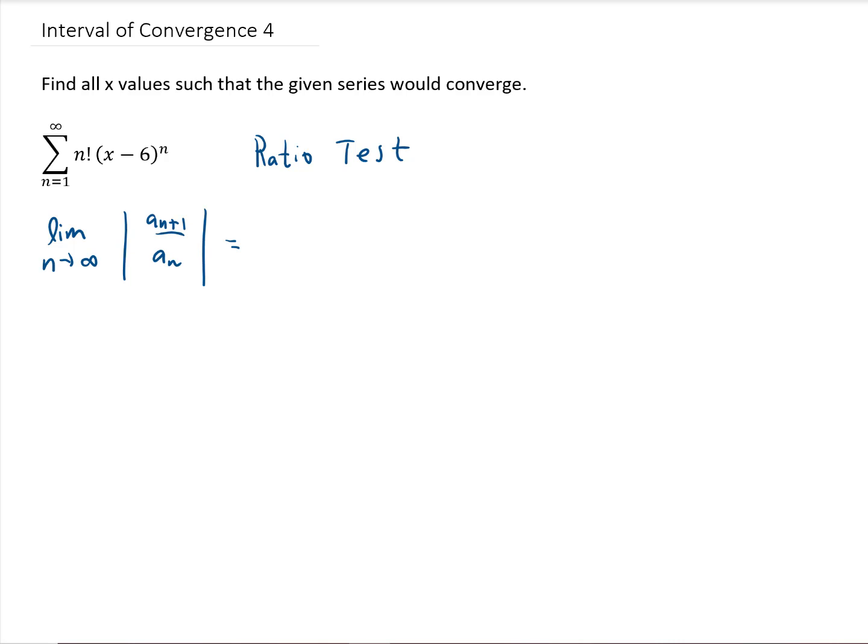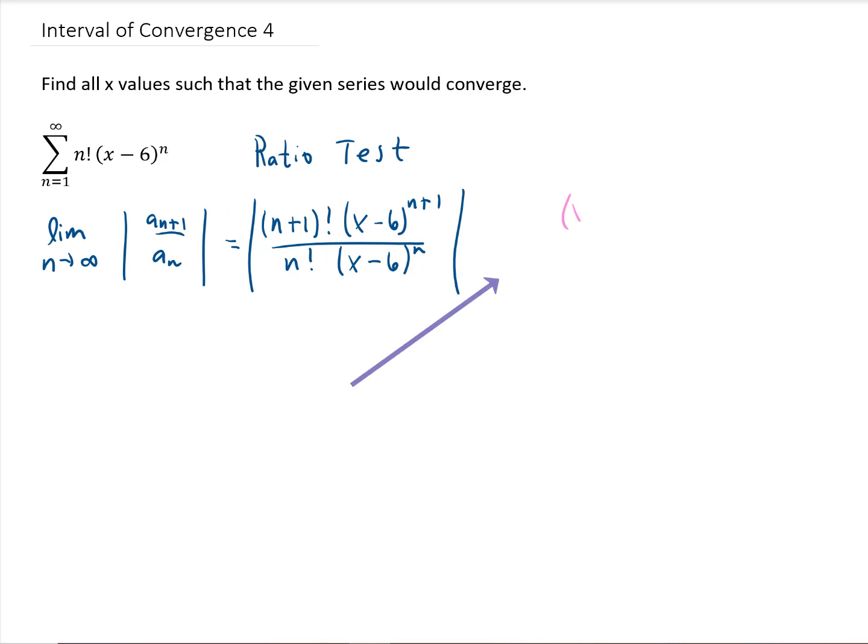As we did in the first two interval of convergence videos, we took the term inside of this infinite series and we replaced n with an n plus 1 and we stuck that in the numerator. Then we just took that term inside the series and put it in the denominator. Then off to this side, we think about the algebra that we need to do to simplify.